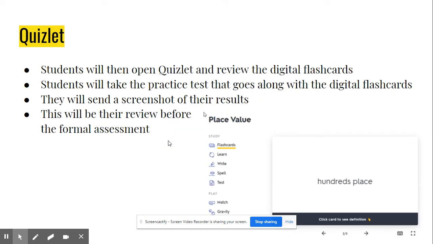Then they would be instructed to open up Quizlet and review the digital flashcards. In order to ensure that they're actually doing what she expects of them, they would have to take the test and then screenshot their results and send it to her. And it would also kind of be like a little bit of an assessment. And then they would go on to the formal assessment.